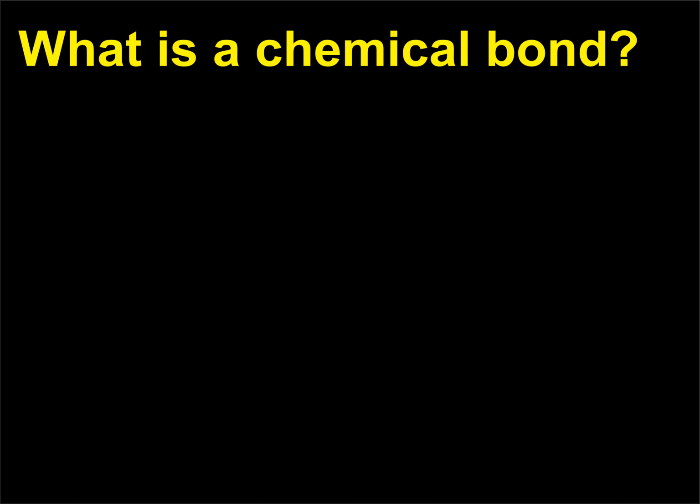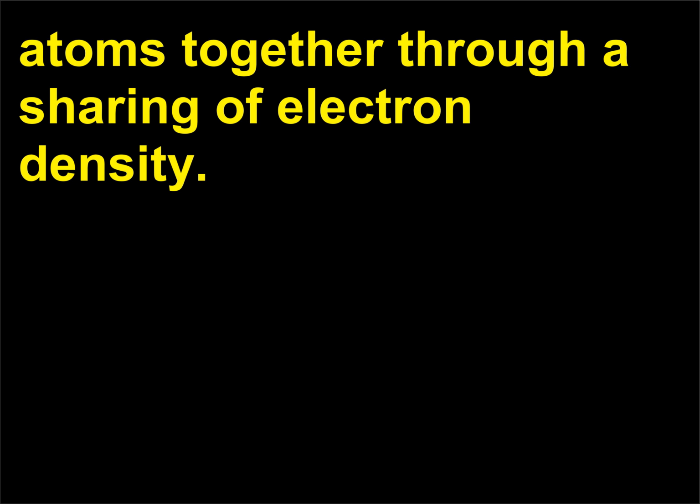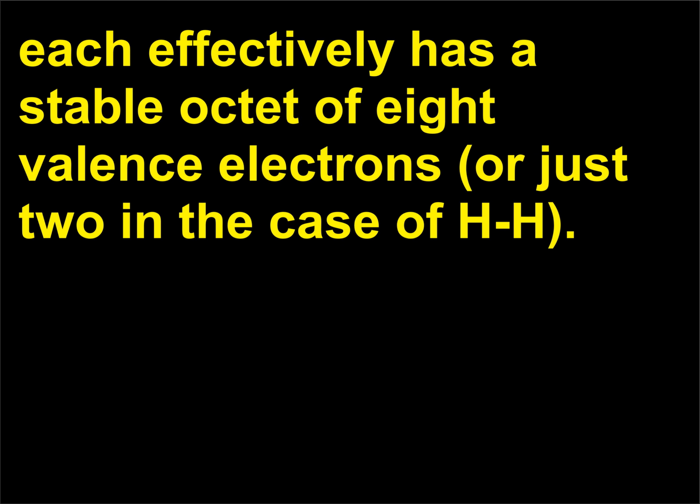What is a chemical bond? A chemical bond is an attractive interaction that binds atoms together through a sharing of electron density. The simplest bonding arrangement involves just two electrons shared between nuclei such that each effectively has a stable octet of 8 valence electrons, or just 2 in the case of H2.